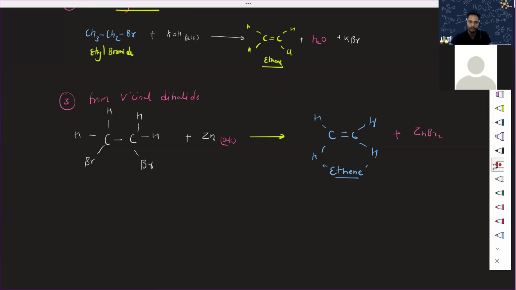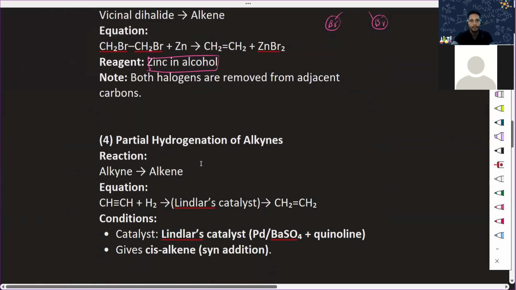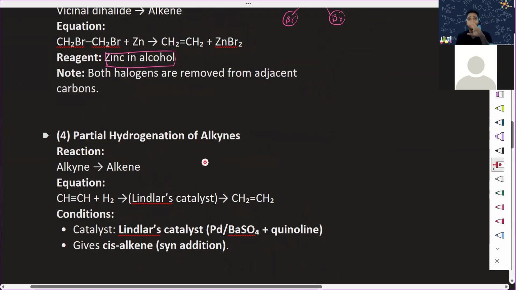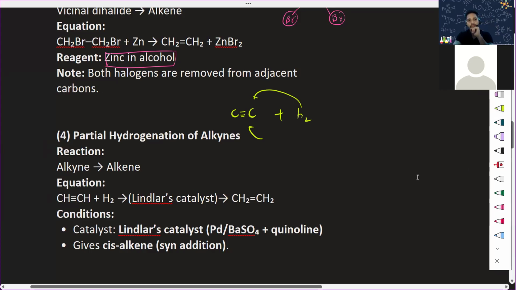Done? Okay, well done. So now let's go to the partial hydrogenation of alkyne. What do you mean by partial? 50%. What is hydrogenation? Adding hydrogen. What do you mean by alkyne? Carbon triple bond carbon. So you're providing hydrogen, so partial. If you give all the 100% hydrogen, it will become alkane. We are interested in alkene, right?